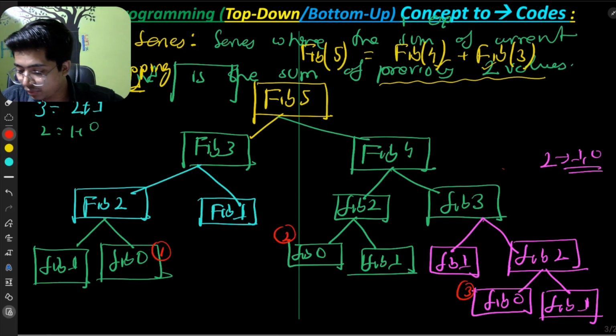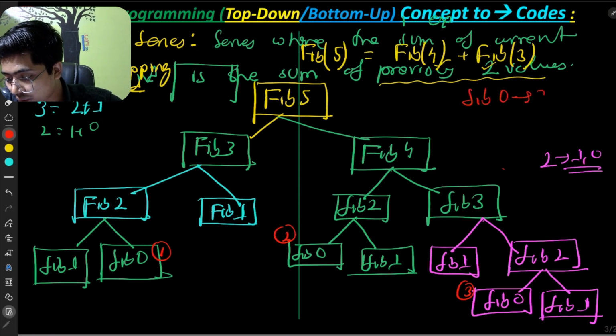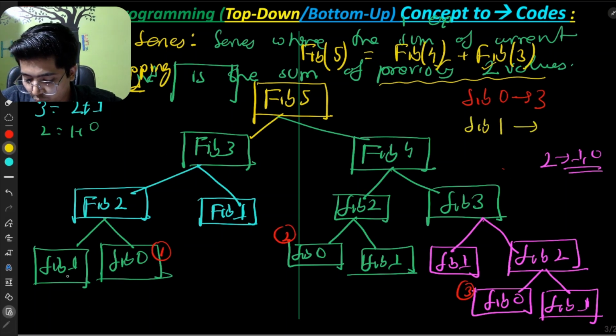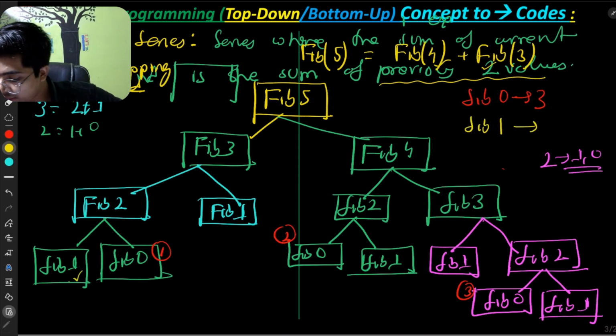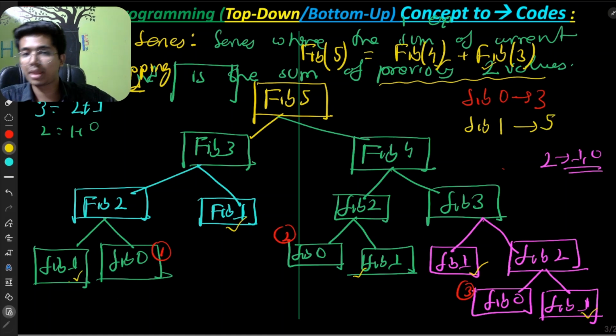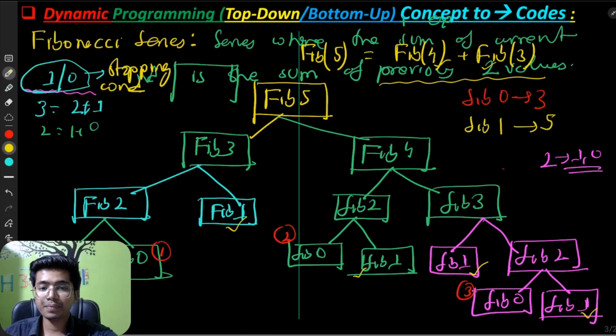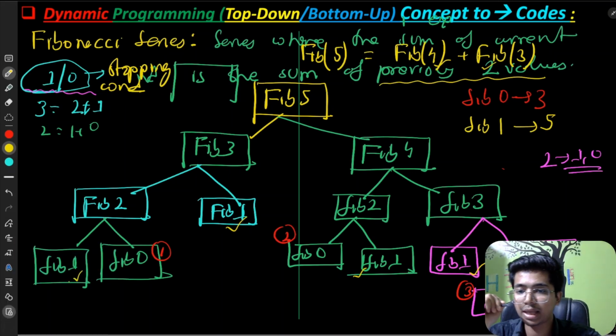Now if we try to find Fibonacci of 0, we got this Fib of 0, Fib of 0, Fib of 2 three times. Now we try to find the Fib of 1. First time, second time, third time, fourth time, and here five times. So we got it five times. Now try to understand what happens here.